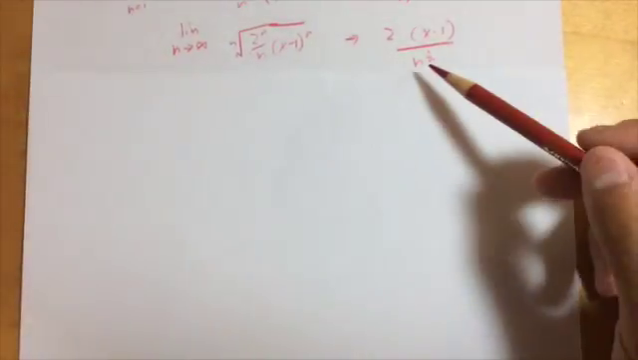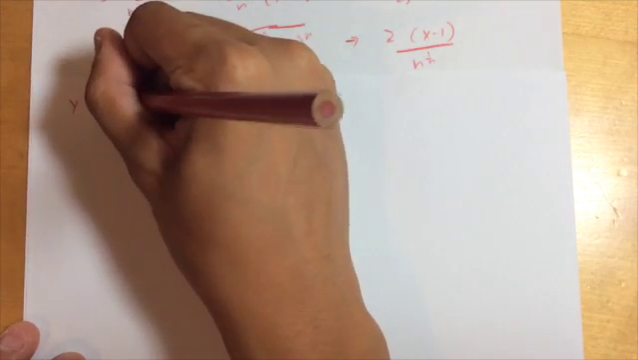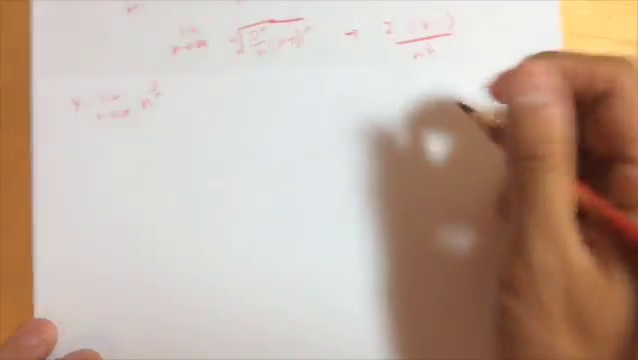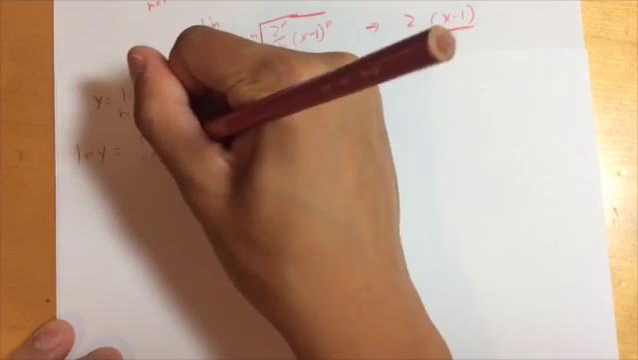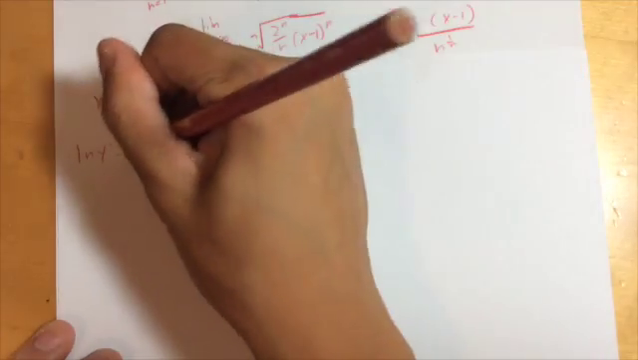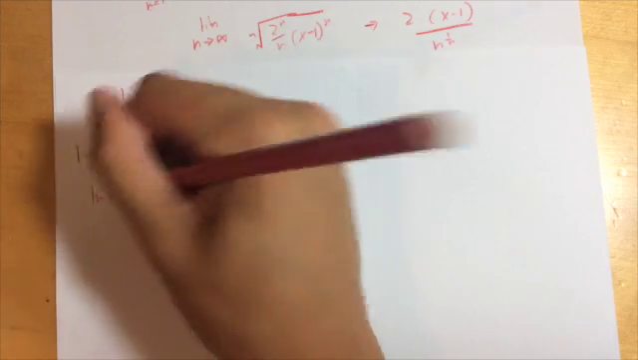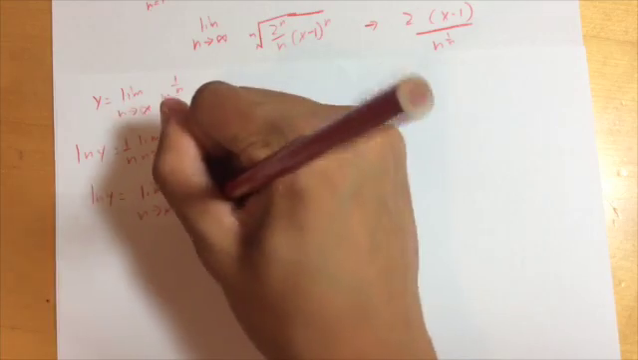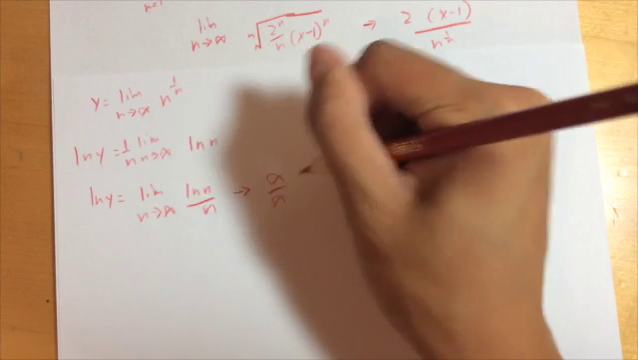Because you have this n to the 1 over n, you've got to rewrite this as y equals the limit as n approaches infinity of n to the 1 over n. You can then proceed to ln both sides and bring down the 1 over n because it's ln of n. So this would become ln y equals the limit as n approaches infinity of ln n over n. So this would become infinity over infinity.